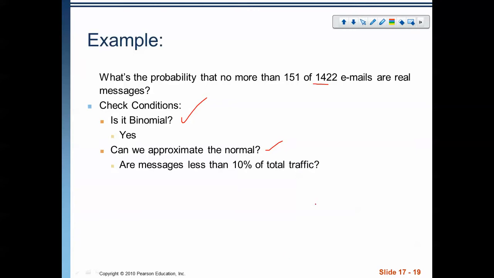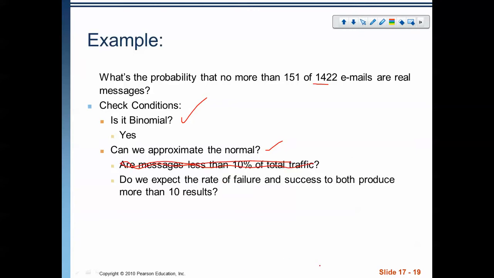Can we approximate with the normal? So the question is, can I expect successes and failures to produce 10 of each? So let's see here. I'm expecting 151 successes. And how many failures is that? 1,422 minus 151. That's 1,271 failures. Did I get 10 of each? Absolutely I did. So my conditions are met. I can use a normal model to approximate this.